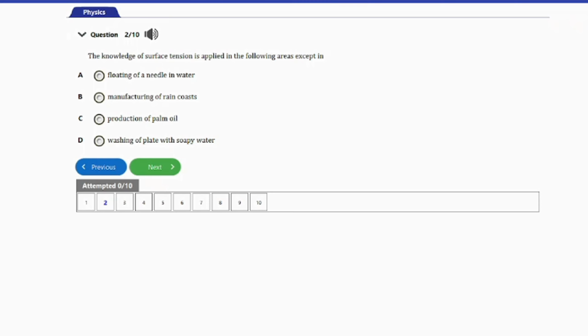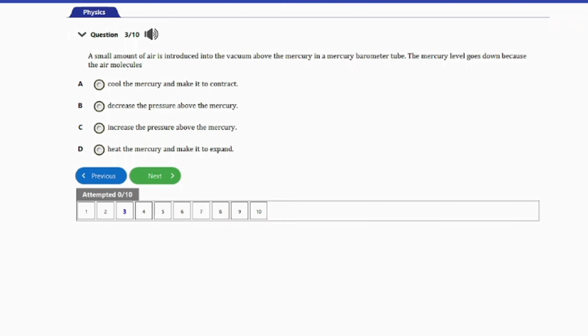It says, the knowledge of surface tension is applied in the following areas except in A, floating of a needle in water, B, manufacturing of raincoats, C, production of palm oil, D, washing of plates with soapy water. So guys, the answer to this question is option C, production of palm oil. So guys, let's go ahead and consider the next question. So that's question number 3 here.